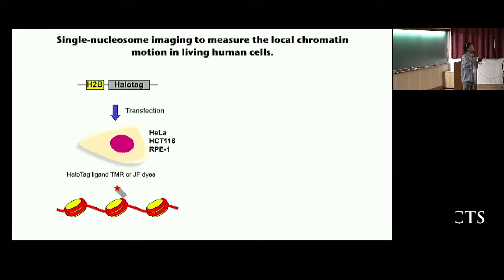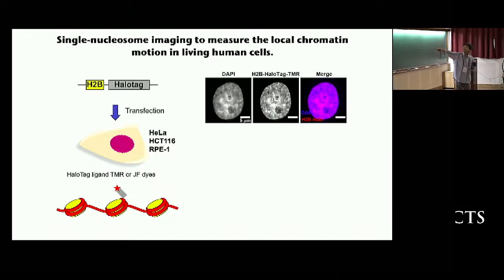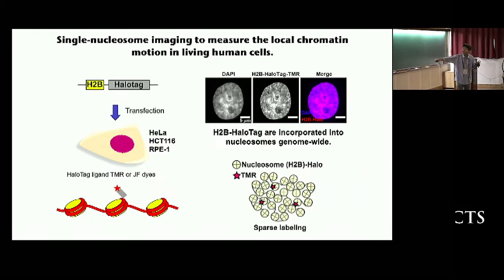With an excess amount of TMR labeling, H2B-HaloTag TMR is located not only in euchromatic regions but also in DAPI-dense heterochromatic regions like this, suggesting H2B-HaloTag is incorporated into nucleosomes genome-wide. This is a very important point. For single nucleosome imaging, we treated the cells with a very, very low concentration of TMR ligand to get sparse labeling.